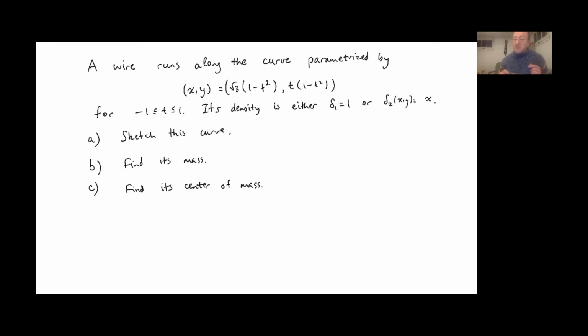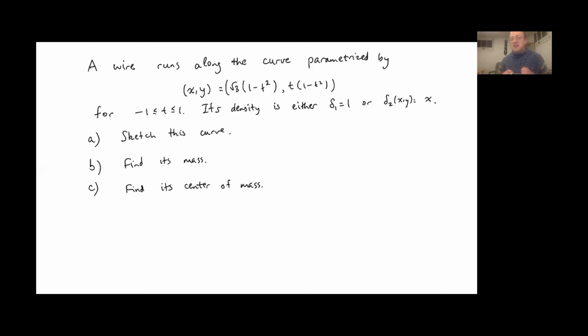For the interval from t equals -1 to 1, its density is either delta equals 1, constant density, or delta equals x. We're going to do two examples. Let's sketch the curve, find its mass, and find its center of mass.